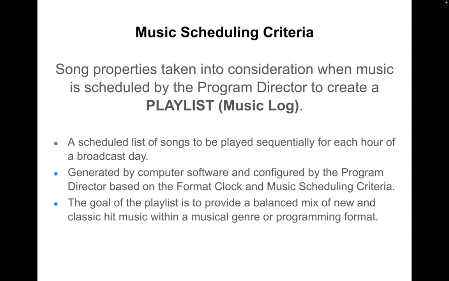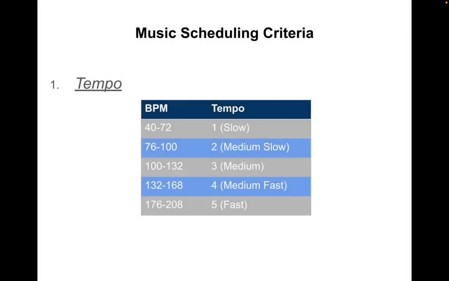The goal of the playlist is to produce a balanced mix of new and classic hit music. Each song in the library is assigned various codes that correspond to the following properties. It is best to have the same person code each song so that the station maintains a consistent sound.